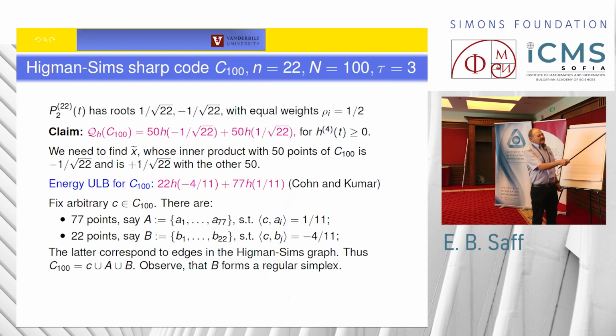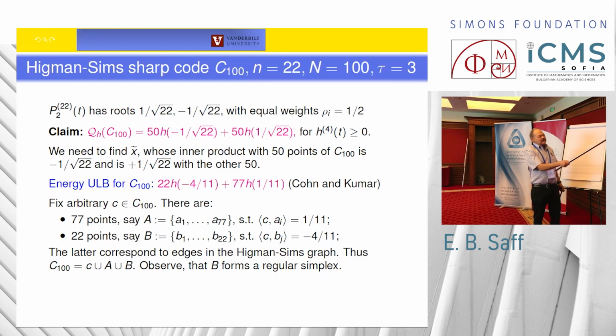And so the claim is that the minimum of this code, talking about the minimum polarization, is given precisely by this expression, for any h whose 4th derivative is non-negative. And that this is the minimum. We know from our theorem that it's greater than or equal to this. The challenge was to prove that equality holds.